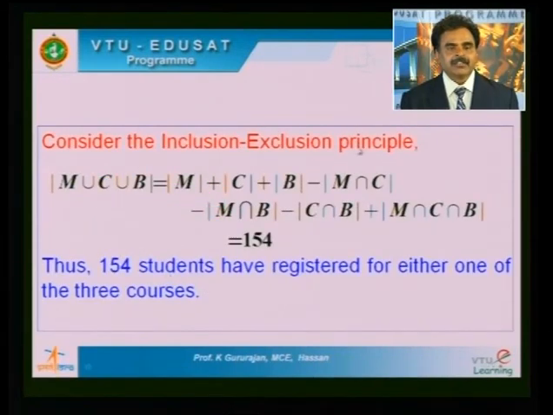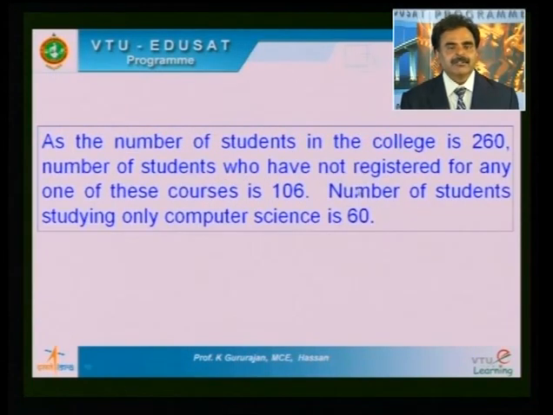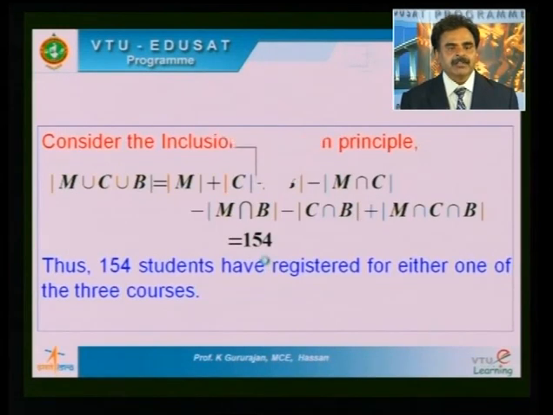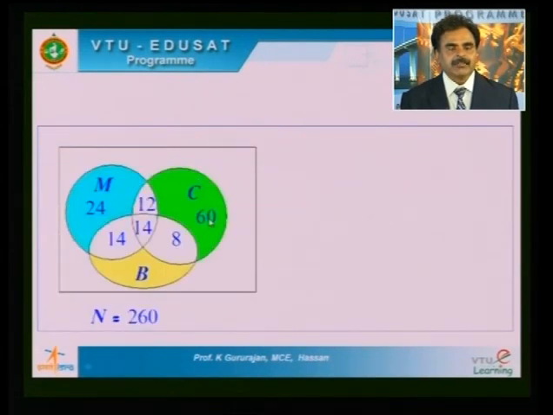Considering the inclusion exclusion principle for three sets, this will tell how many students register for either maths or CS or B. Apply inclusion exclusion, you will get 154. Now totally 260 students were surveyed. Therefore the number not registered for anything is 106. Of course, how many students register for only computer science? Looking at the diagram, the answer is 60.